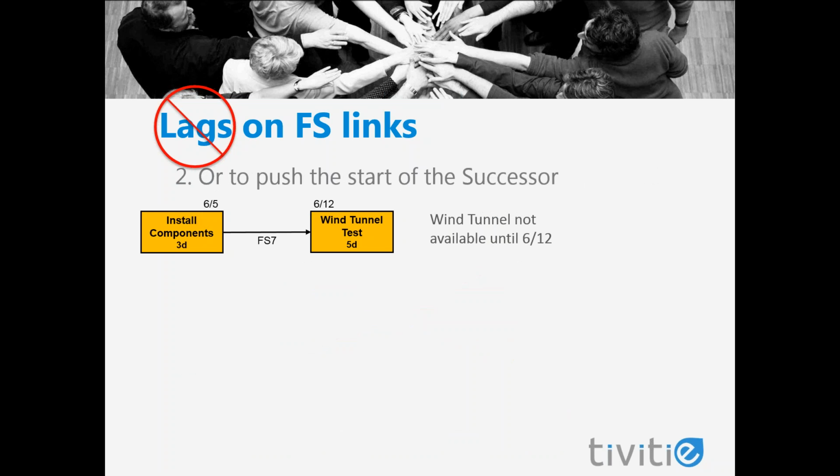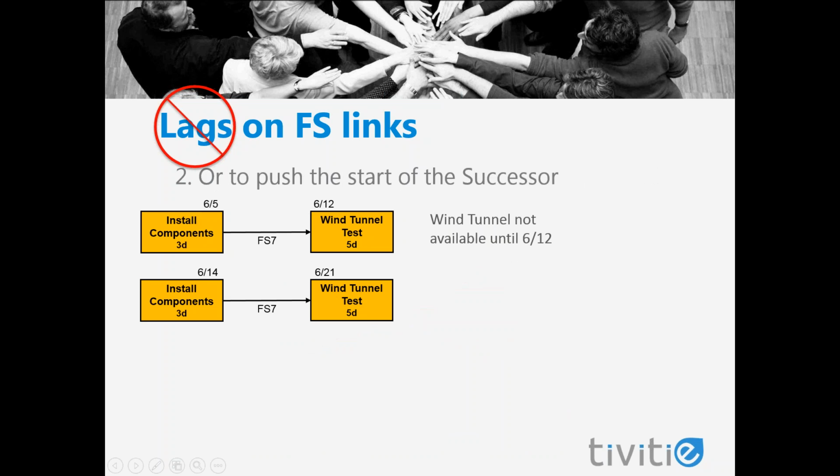The other reason that people typically put a lag on a finish to start is to push out the successor, or what we call to force a date. So in this example, we have a task called install components, and the task that follows that is a wind tunnel test. Well, we know that the wind tunnel is not going to be available to us until June 12th. So oftentimes what people will do is they'll put a lag on the finish to start link to push that wind tunnel test task out to start on June 12th.